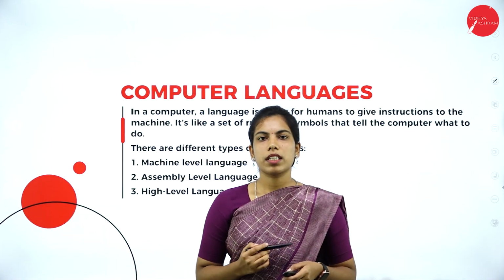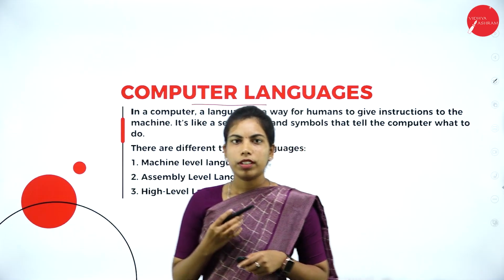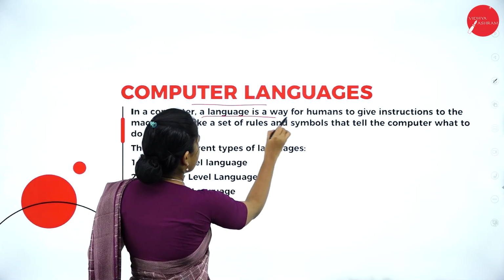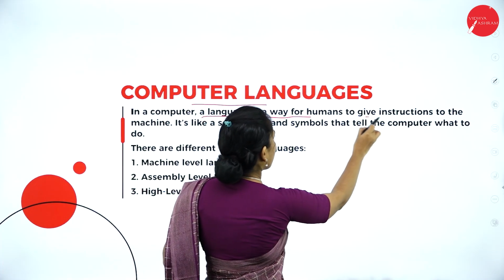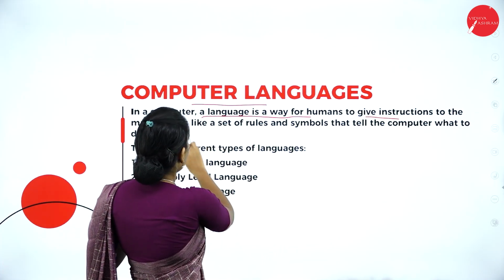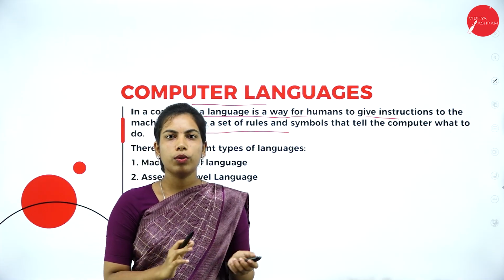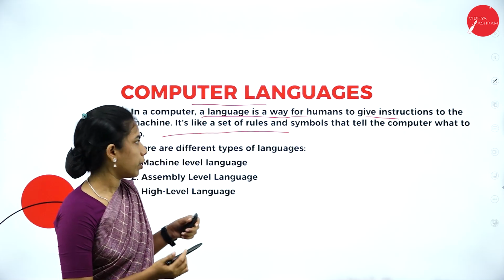So next we can see the computer languages. Before that, let us know what we mean by computer language. A computer language is a way for humans to give instructions to the computers or the machine. It is like a set of rules and symbols that tell the computer what task to do or what specific task to perform. That is what a computer language is.